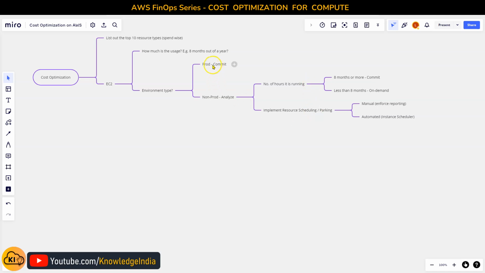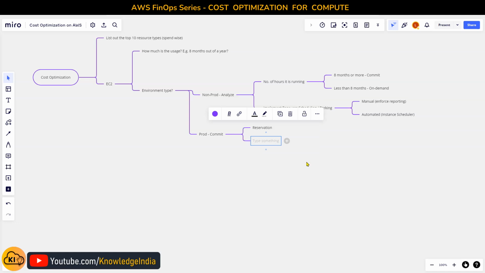Now coming back to the prod one, right? So for prod, we said you need to commit, of course. So you can go ahead and do two things. You can do a reservation, or you can do a savings plan. So these two options are there.